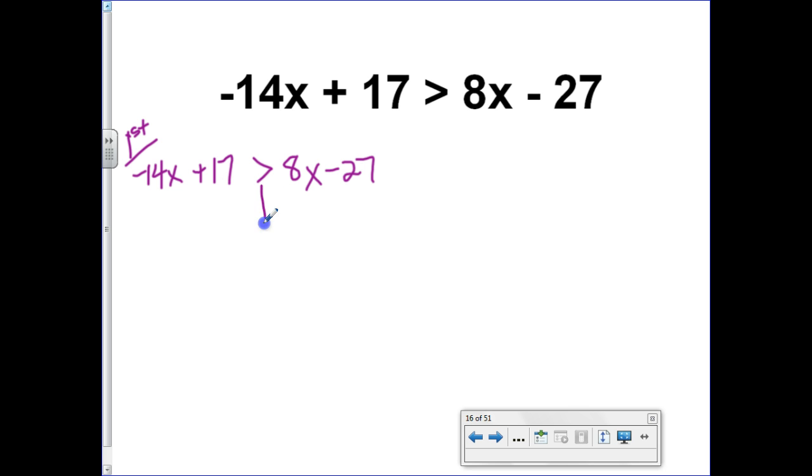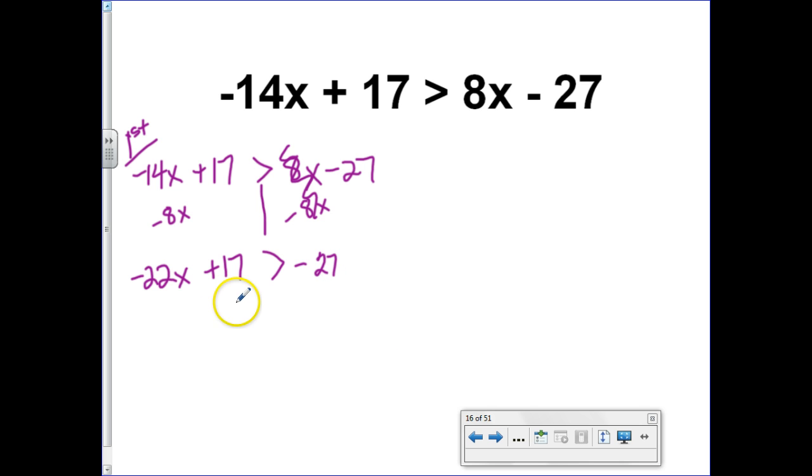All right, here's your inequality. I say, gosh, I have an x here, I have an x here. I always want my variable on the left, so the first thing I'm going to do is work at getting all of my x terms on one side. So I'm going to subtract 8x on both sides. Yay, hooray, this goes away and goes to 0. This becomes negative 22x plus 17 is greater than, now I'll just have negative 27.